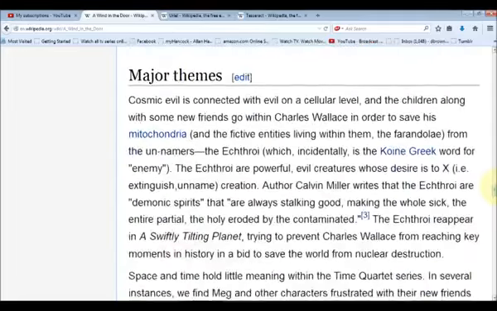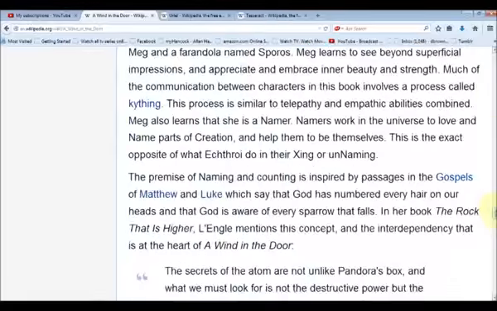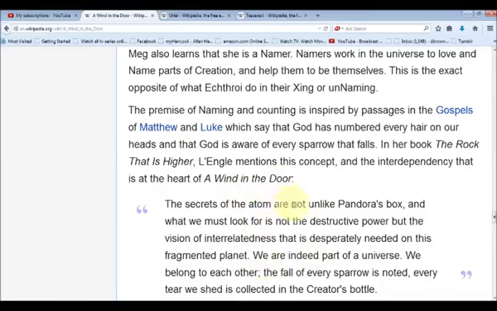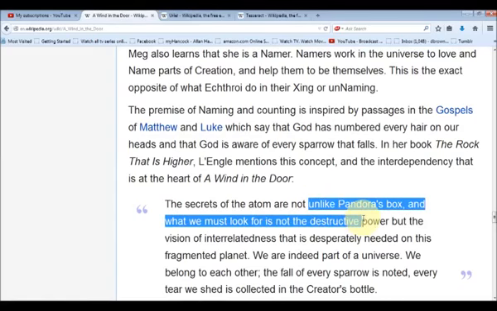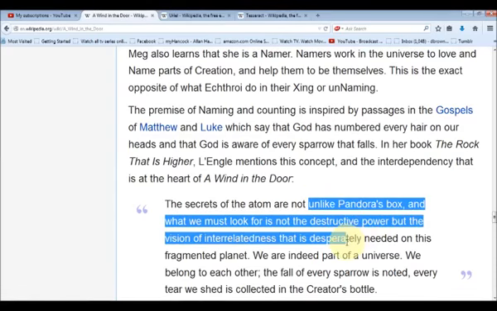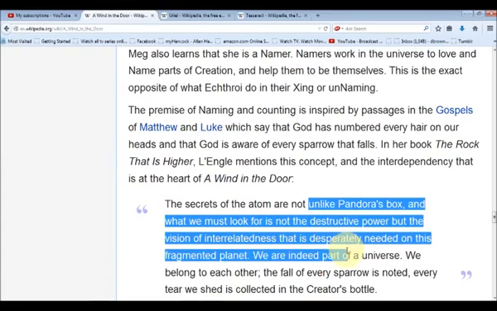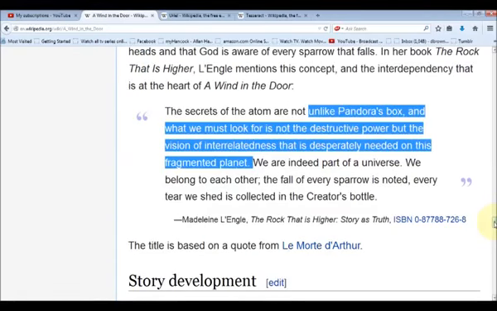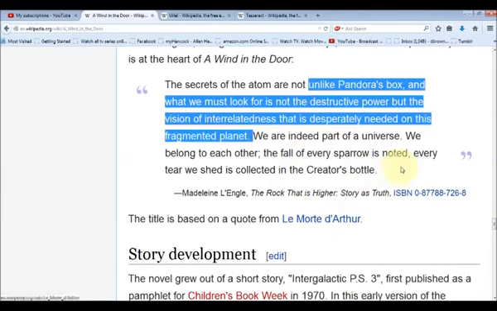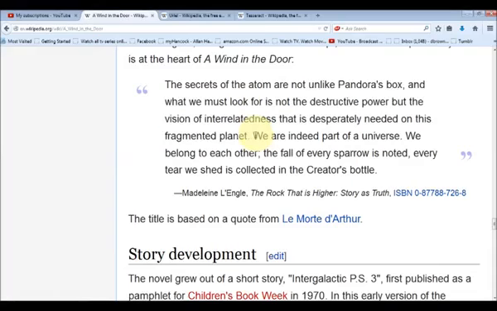Now here's the other thing. She goes on to talk about the secret of the atom. She says it's not unlike Pandora's box. And what we must look for is not the destructive power, but the vision of interrelatedness that is desperately needed in this fragmented planet. Now here's the thing. What are they doing with these hadron colliders? The accelerators. They're trying to destroy the atom, to break it apart. And this cryptic comment that she makes here directly is referencing the colliders and the accelerators and the destruction of particles.